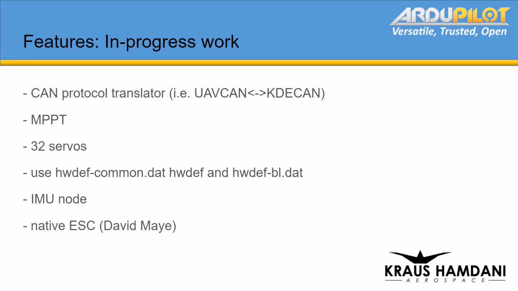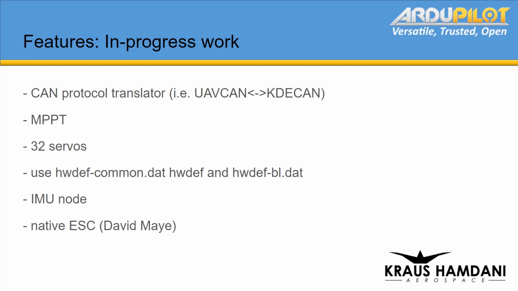So there's been work there. It's not quite ready to go into master, I think, but there are pull requests available. MPPT is kind of a fancy battery that I'm using across Hamdani Aerospace. That's for solar panels, charging batteries. It basically looks like a smart battery, but it's charging from a solar panel. So it's a smart solar panel instead of a smart battery.